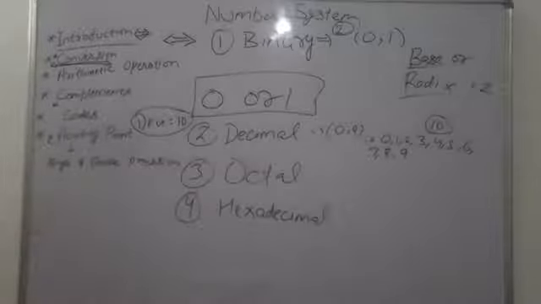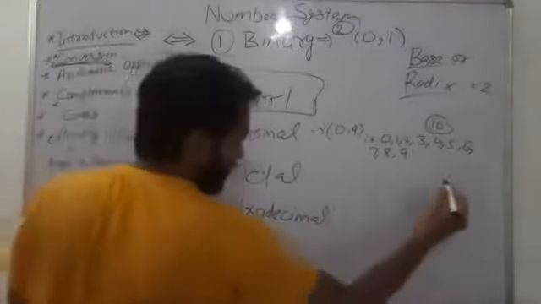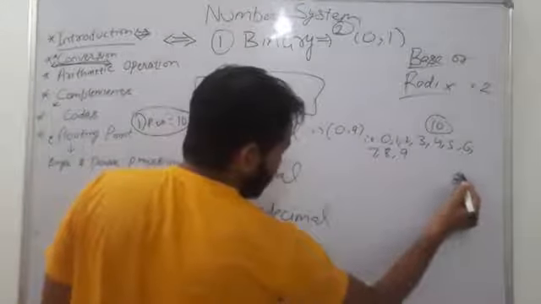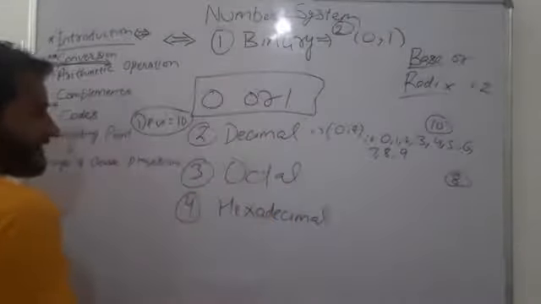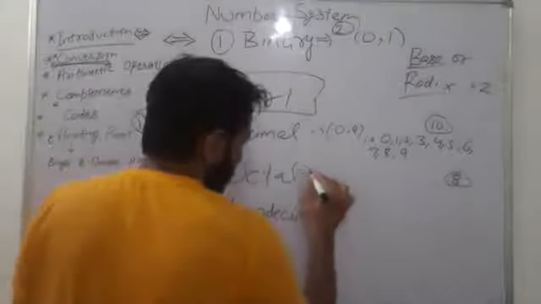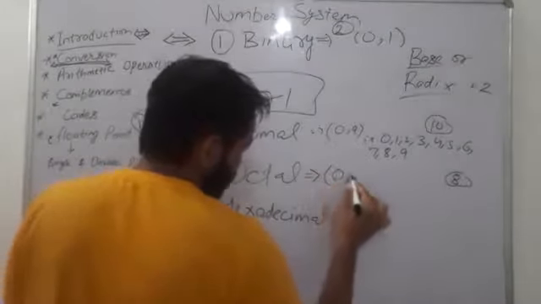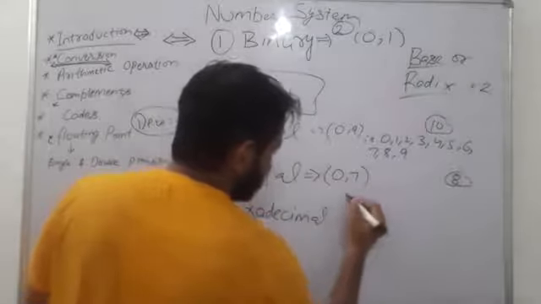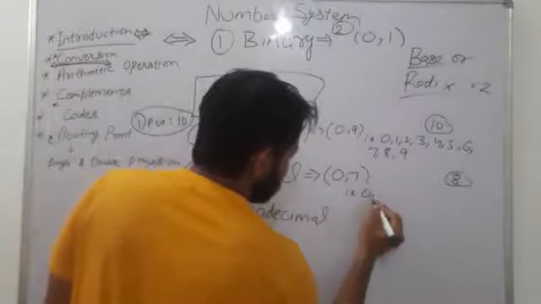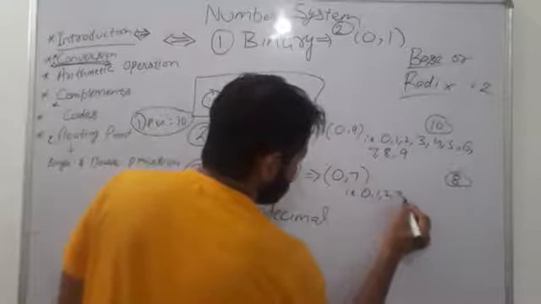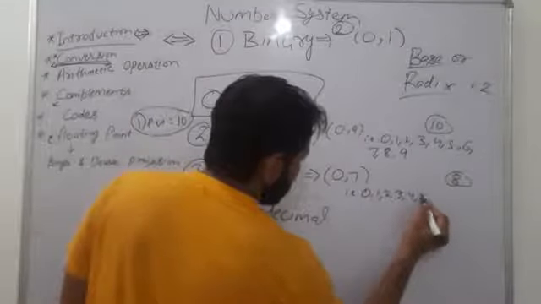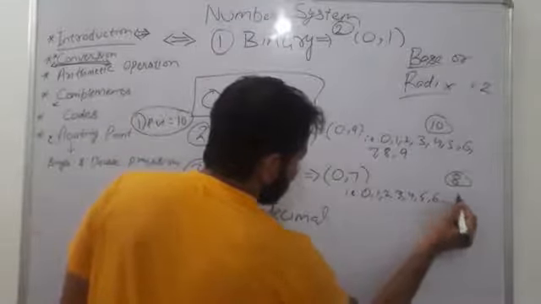Now coming to the octal number system. Octa represents 8. So it has radix or base 8. That means only 8 digits are allowed, from 0 to 7, that is 0, 1, 2, 3, 4, 5, 6, and 7.